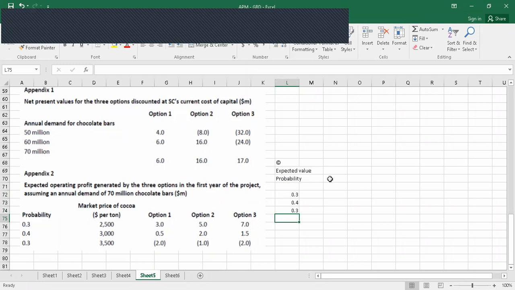Then option 1, let's have the NPVs given, because these are all, no, these are operating profits given. We need to find out what is the expected operating profit. I'm just writing it as operating profit.